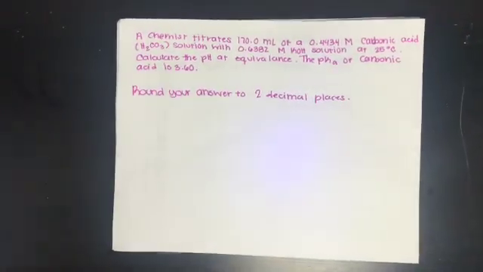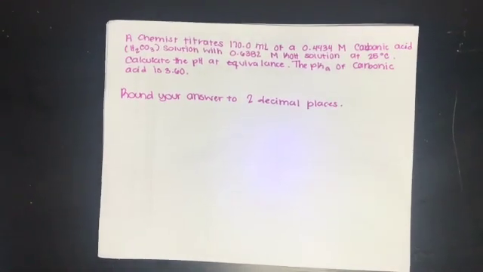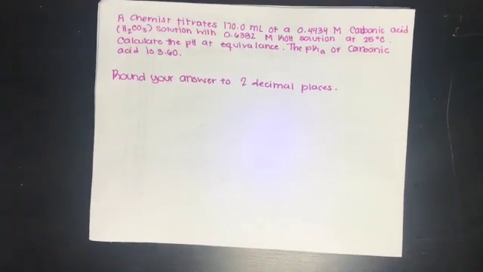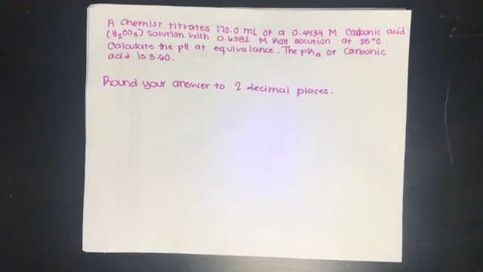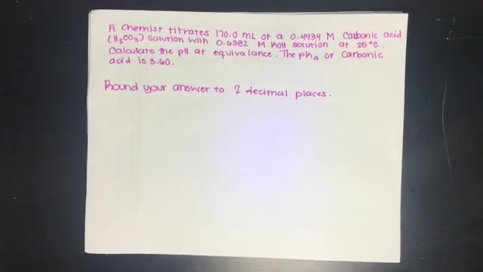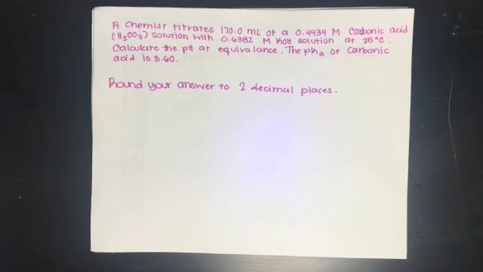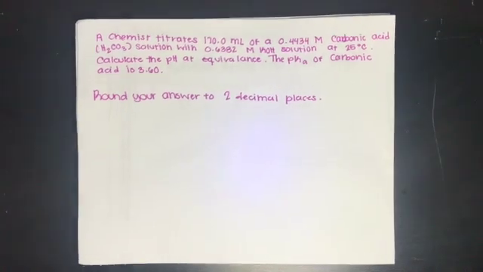As you can see here, our problem reads: a chemist titrates 170 milliliters of a 0.4434 M carbonic acid solution with 0.6382 M potassium hydroxide solution at 25 Celsius. Calculate the pH at equivalence. The pKa of carbonic acid is 3.60. Be sure to round your answer to 2 decimal places.